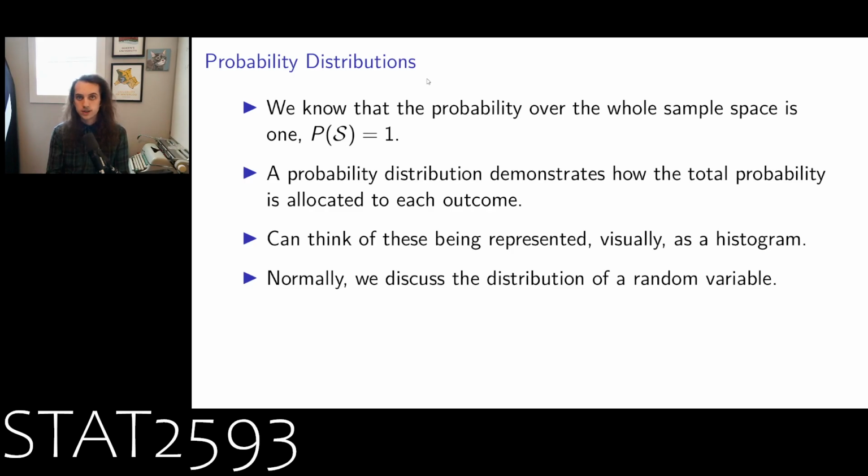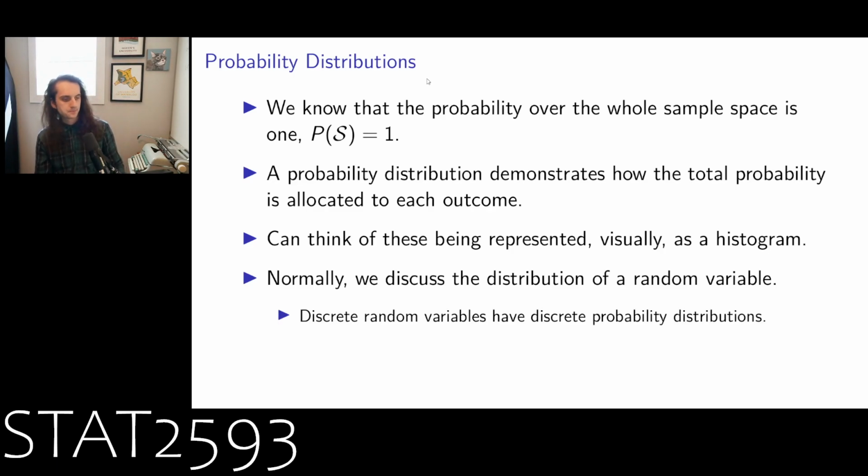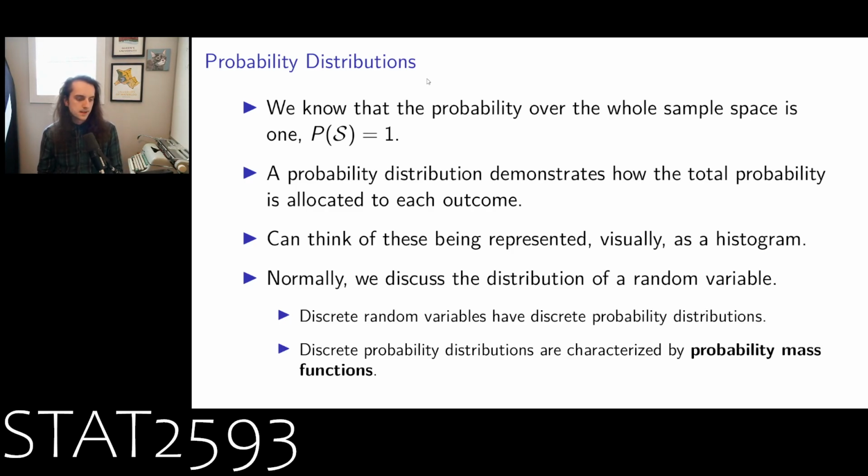And so once you have a random variable, you can ask, what is this random variable's distribution? And that's how we'll typically talk about it. And when we have distributions, we're either thinking of them as being discrete or continuous. And so if you have a discrete random variable, it's going to have a discrete probability distribution. And that's what we're focused on today. In several lessons, we'll start looking at continuous probability distributions as well.